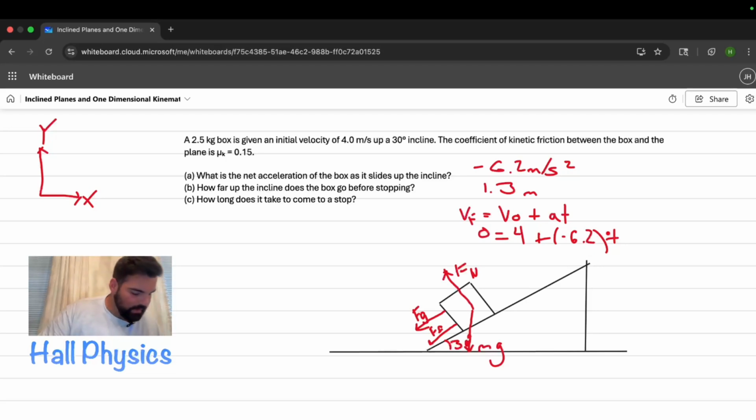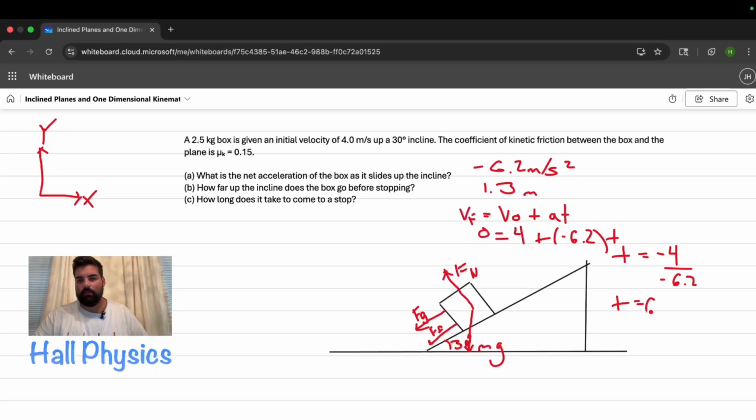We plug this in the calculator. Okay, we get t equals negative 4 divided by negative 6.2, and you'll get t is equal to 0.65 seconds. That is the answer to part C. So that's how long the box will travel up the ramp until it comes to a stop.